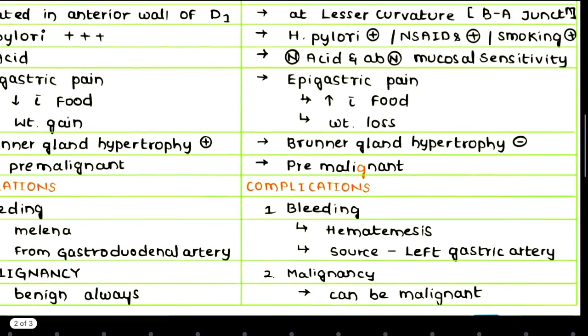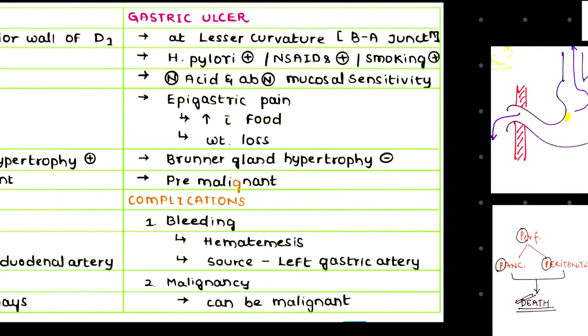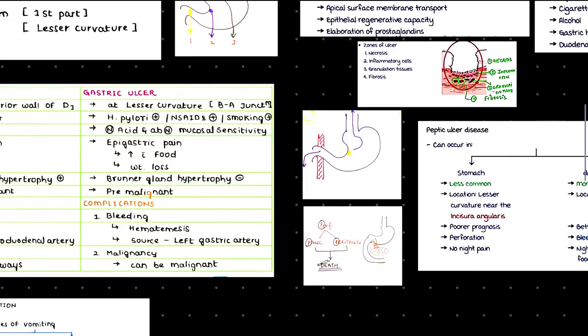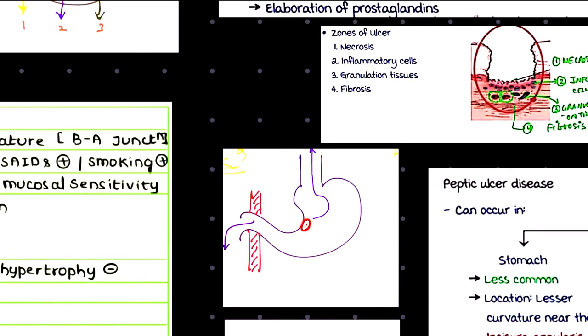That's all. Now here also, the most common complication is bleeding, but here there will be hematemesis. Now what is hematemesis? Hematemesis is simply vomiting of blood. We are talking about the antrum region right now, right here. We're talking about gastric ulcer.